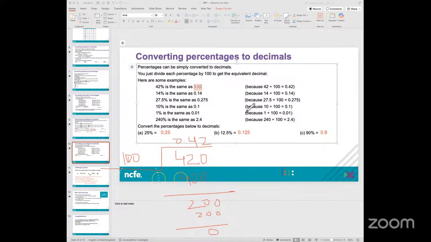So that's how you'd go about converting percentages to decimals, wherein you always divide the percentage which has been given by 100, and that will give you the fraction, or the decimal, sorry, not fraction. It will give you the decimal, converting the percentage into the decimal by dividing it by 100.